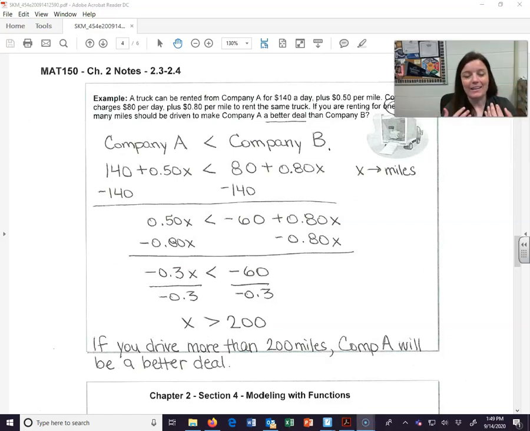Okay, so that is all for this section. Section 4 doesn't have much in it. Really, we're just looking at some piecewise functions, but I'll save that for another video.